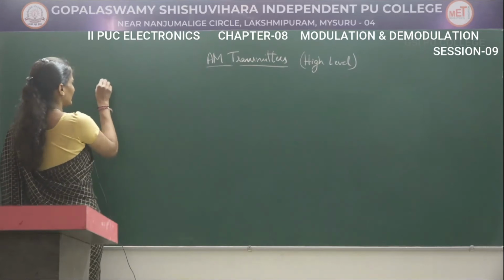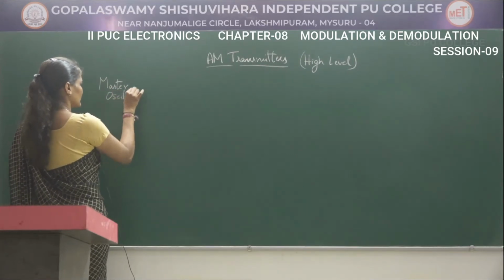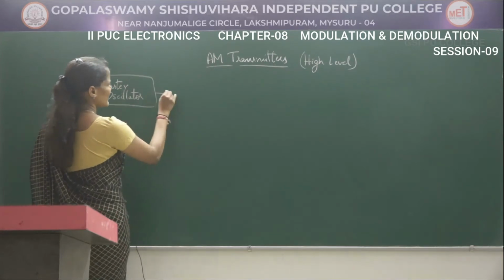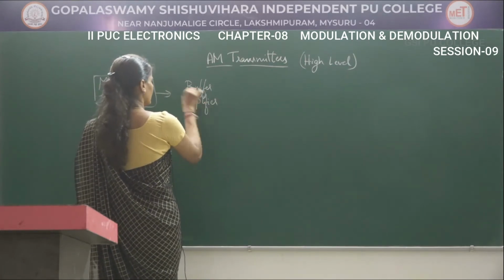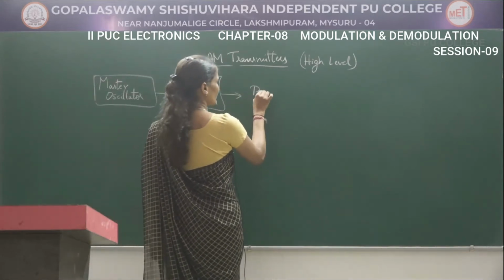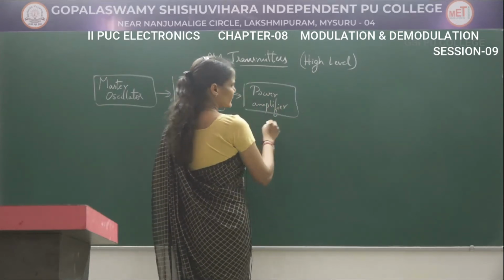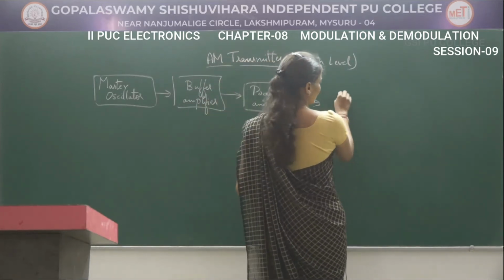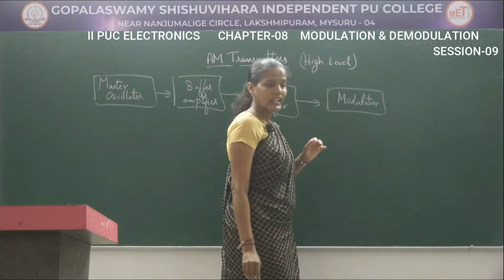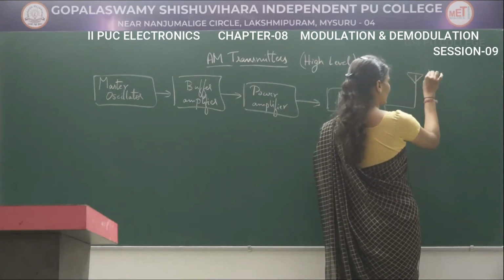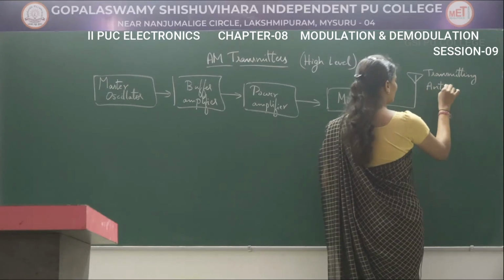The very first block in the block diagram of an AM transmitter is the master oscillator, and the output of this master oscillator is given to a buffer amplifier, and the output of this buffer amplifier is given to a power amplifier, and the output of this power amplifier is given to the last stage, that is the modulator. That is nothing but a circuit which combines the carrier signal with the modulating signal, and the modulator output will be connected to a transmitting antenna through which the signals will be transmitted from one place to another place. So this is the antenna.